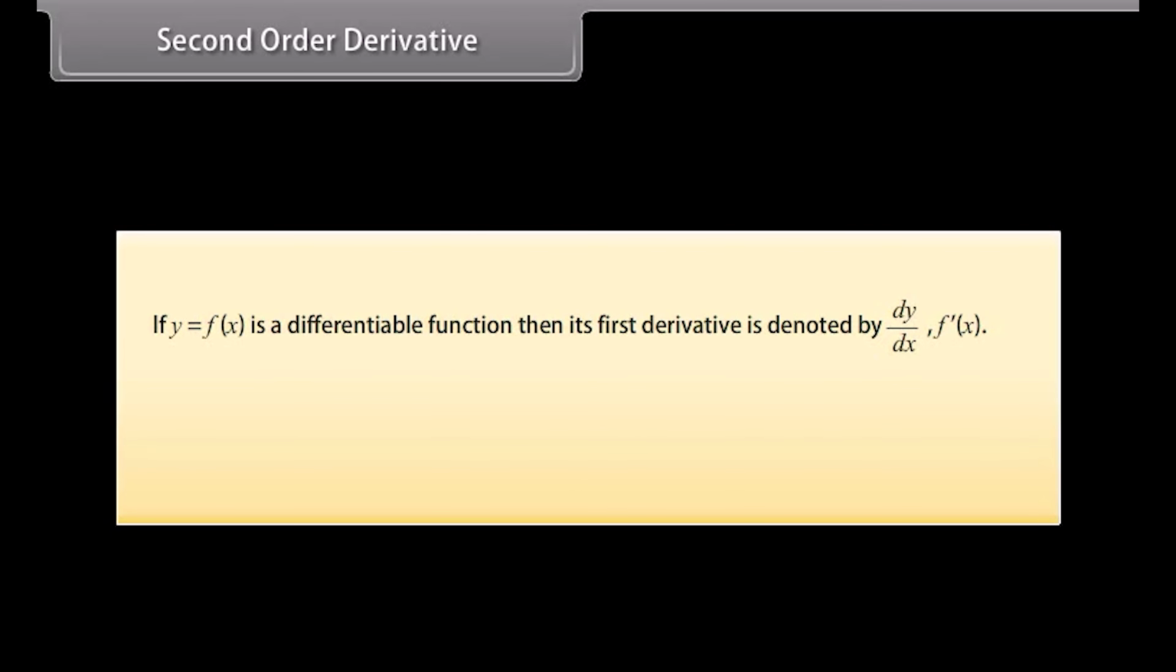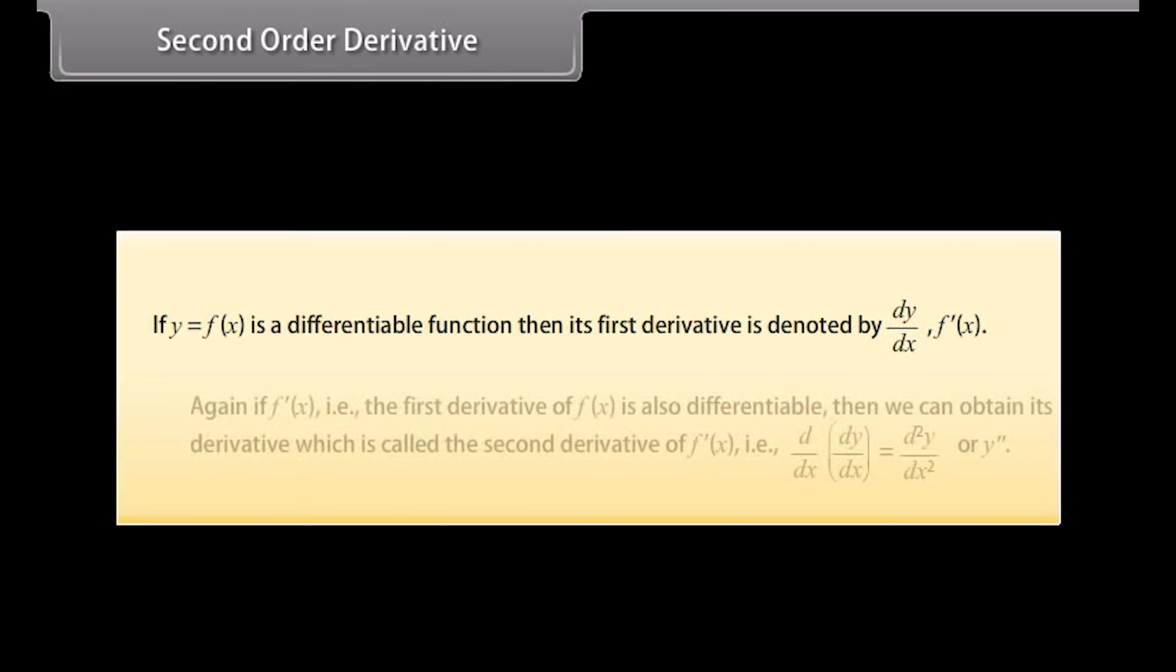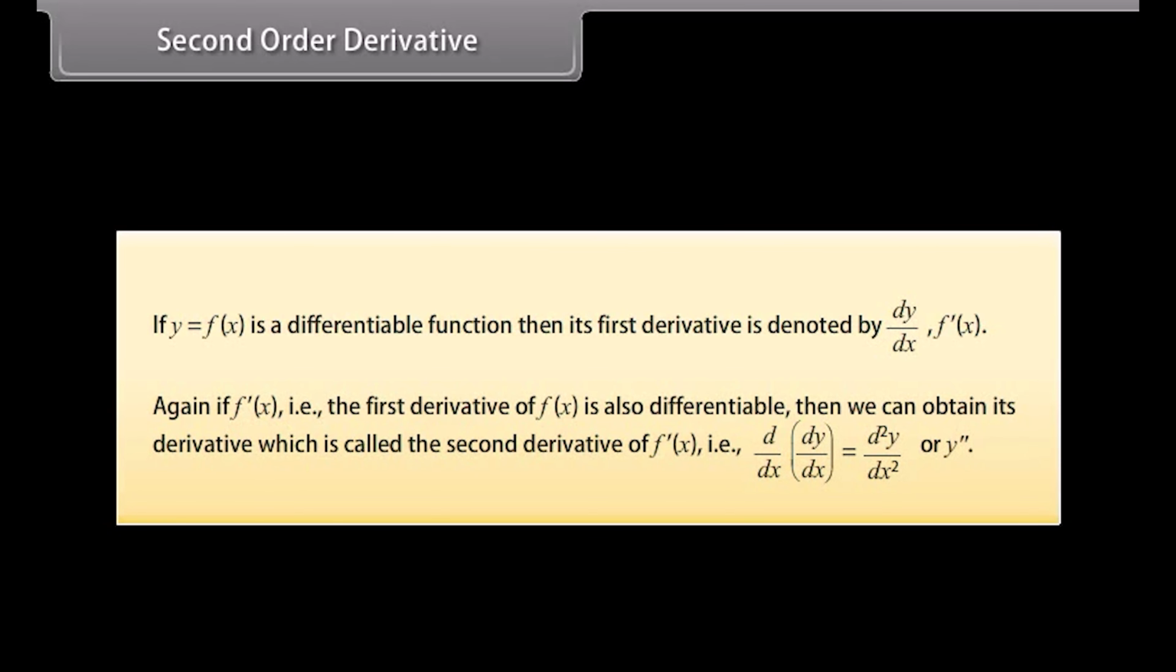Second order derivative. If y is equal to f of x is a differentiable function, then its first derivative is denoted by dy by dx, f dash x. Again, if f dash x, that is, the first derivative of f of x, is also differentiable, then we can obtain its derivative, which is called the second derivative of f of x, that is, d by dx of dy by dx is equal to d2y by dx square or y double dash.